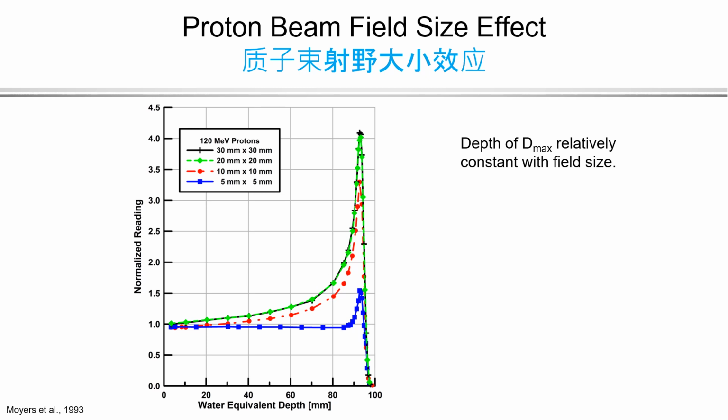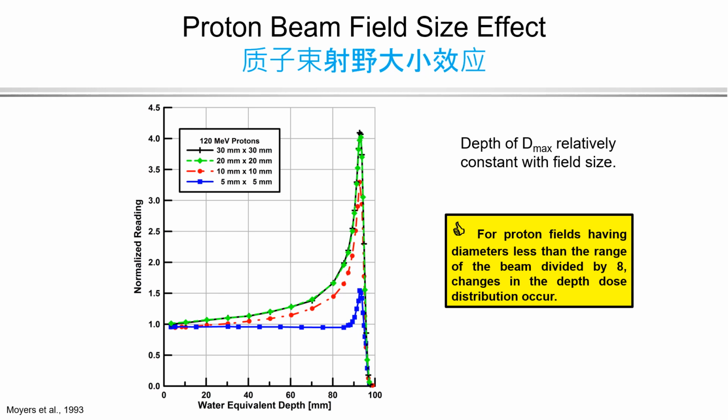For small field sizes, the penumbra from opposite sides of the field begin to overlap. Due to the increasing cumulative scatter with depth, the dose at depth decreases faster than near the surface, thereby reducing the depth dose at depth. Empirical data for different proton energies and field sizes has shown that for proton fields having diameters less than the range of the beam divided by 8, changes in the depth dose distribution occur. Unlike electron beams, the depth of the maximum dose is not seen to change significantly.